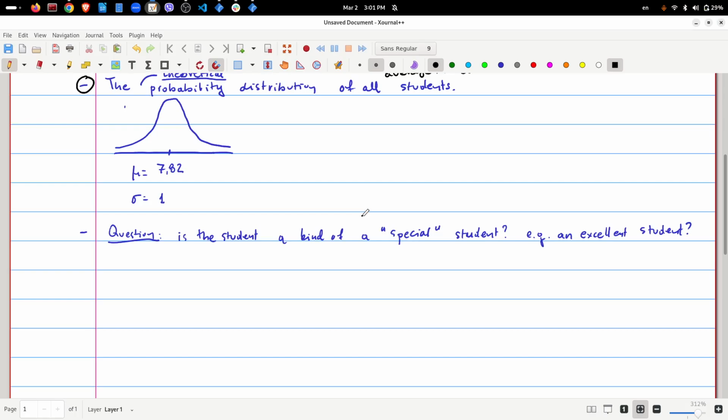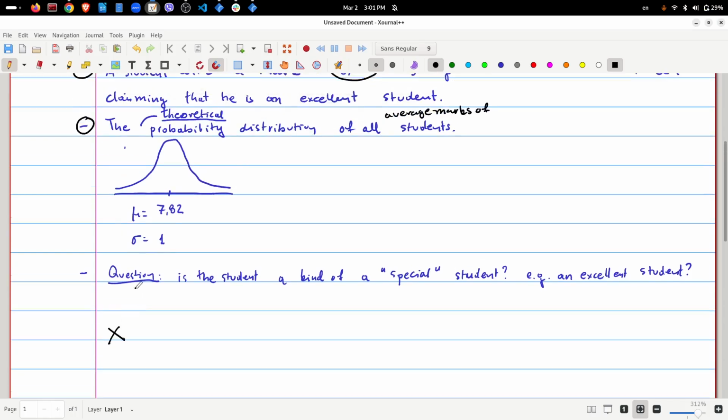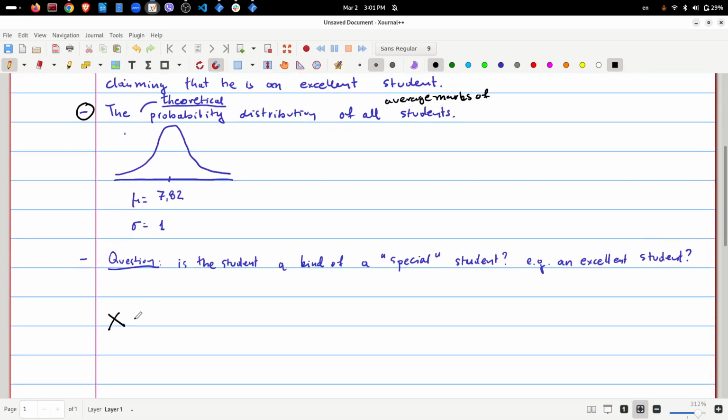So in this case, I'm thinking as follows. My observation, let's call it x. Let's have this random variable x that describes the mean mark, the average mark of a student. In this case, my value of x is 8.54.